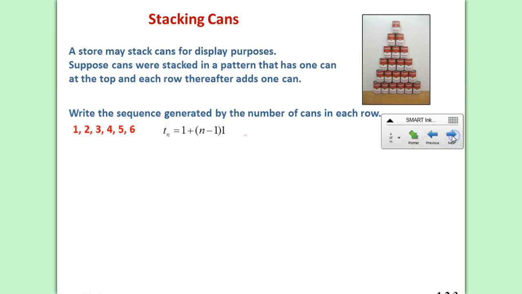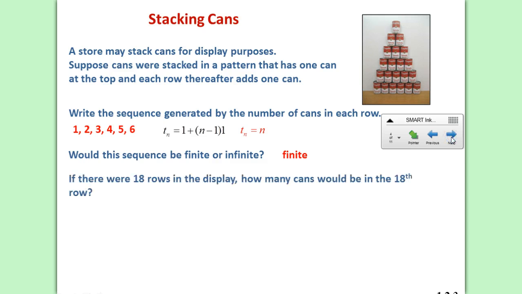In the next question, would the sequence be finite or infinite? The best answer would probably be that this is finite, because we aren't going to build an infinite row of cans. If there were 18 rows, how many cans would be in the 18th row? Pretty neat pattern, because row 1 is 1 and row 2 is 2, so we can get that pretty simply. But now comes the question: how many cans in total would be in a stack of 18 rows?